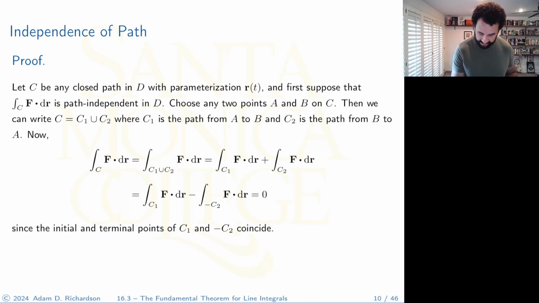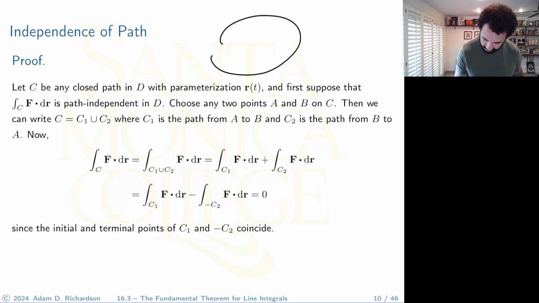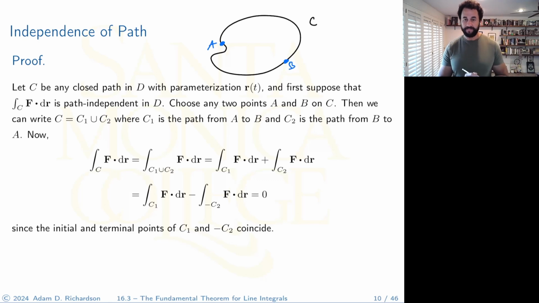All right, C is a closed path. Maybe I'll draw a little picture here. There we go. So here's our curve C. And what you can do is pick any two points A and B on that curve that you want. Maybe I'll pick this as the first point and this is the second point. So this is A, this is B. All right, that's what we're doing so far. Now, we're going to rewrite this curve C as a union of two separate curves. That's the next thing we're going to do. And we're going to let C1 be the path from A to B. So C1 is basically this path right here.